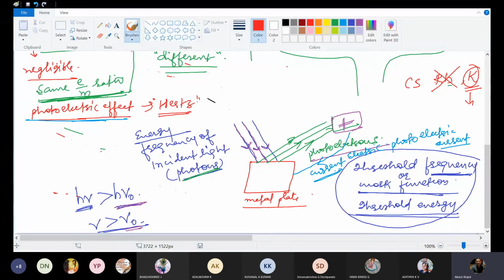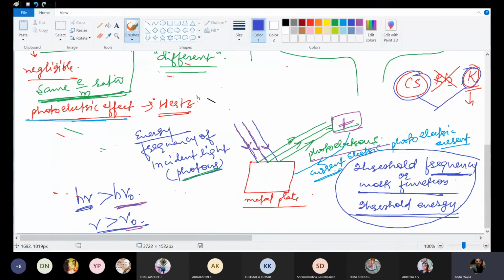So it can only be cesium or potassium that can be used for this photoelectric effect. Even cesium and potassium can lose electrons in night light, blue light or moonlight. Forget about broad daylight, even in night light or moonlight or blue light, cesium and potassium can lose electrons. Are you getting my point? Yes, sir. So that is why only cesium and potassium can be used in this photoelectric effect.